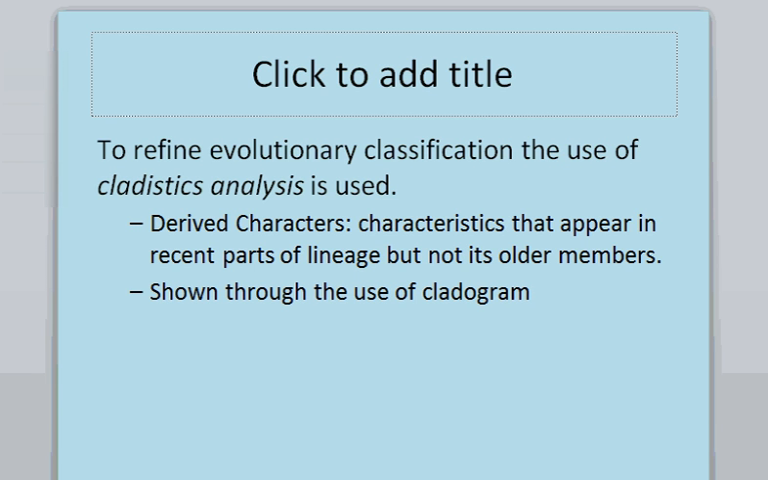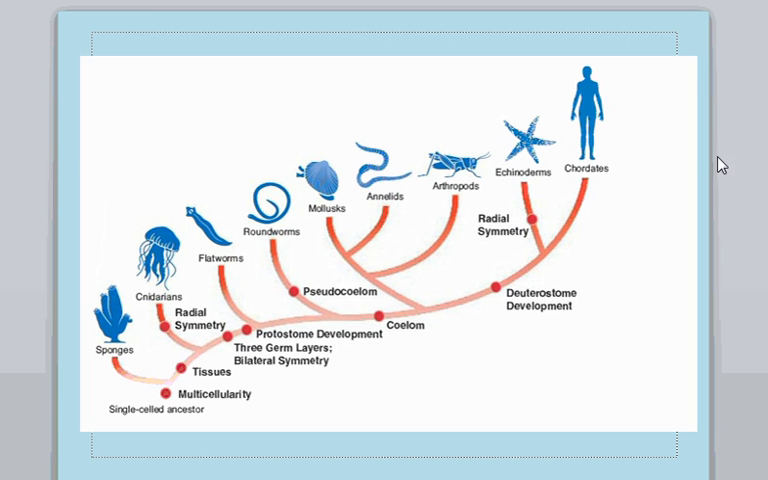These characteristics that make us determine one organism from the next are derived characteristics, and we'll talk about them here. To refine and narrow down the evolutionary classification, cladistic analysis is used. And again, this is just the analysis of cladostatistics, which is just, again, looking at time. The derived characteristics are characteristics that appear in recent parts of a lineage, but not in the older part. This is shown through a cladogram, and here's an image of one.